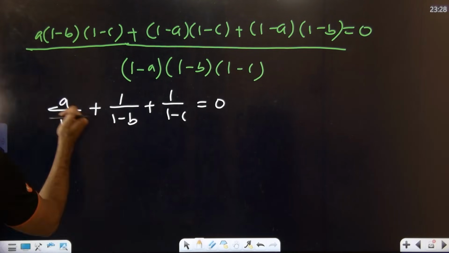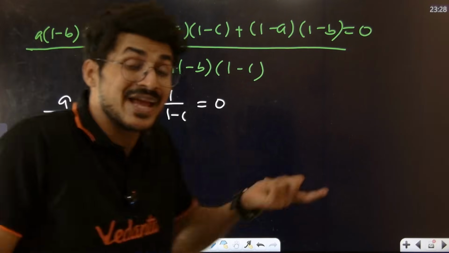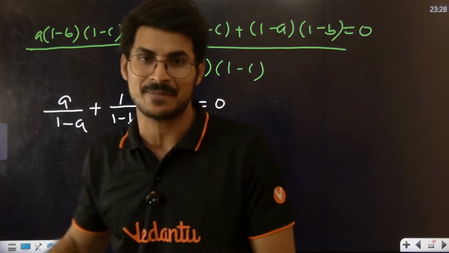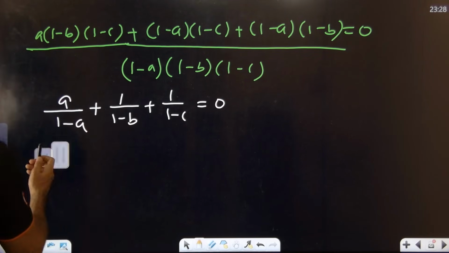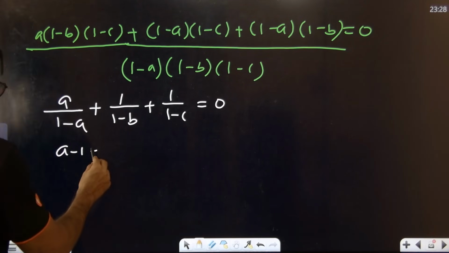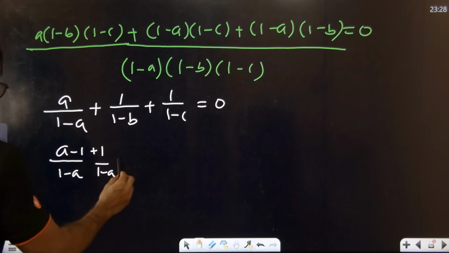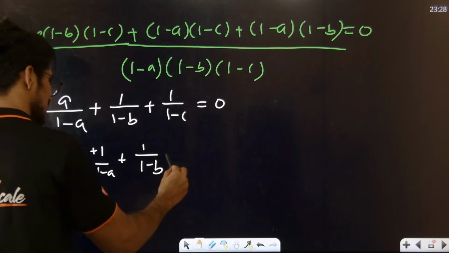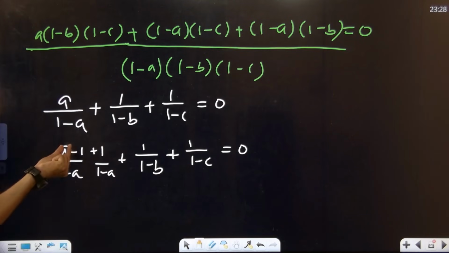Sir, here I want A by 1 minus A, sir. But I need 1 by 1 minus A. So what do we do? Let me add and subtract 1, sir. If I add and subtract 1, what am I going to get? Tell me. 1 by 1 minus B as it is, 1 by 1 minus C as it is, equal to 0. Check. You understand? I am adding 1, subtracting 1.